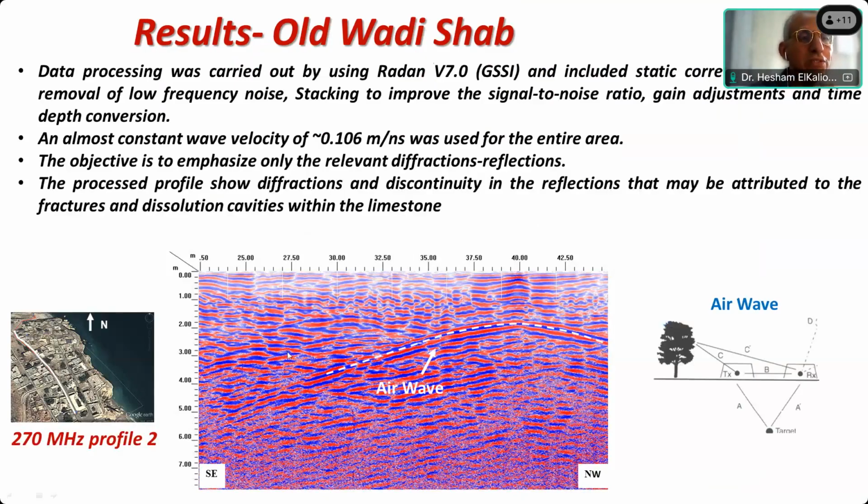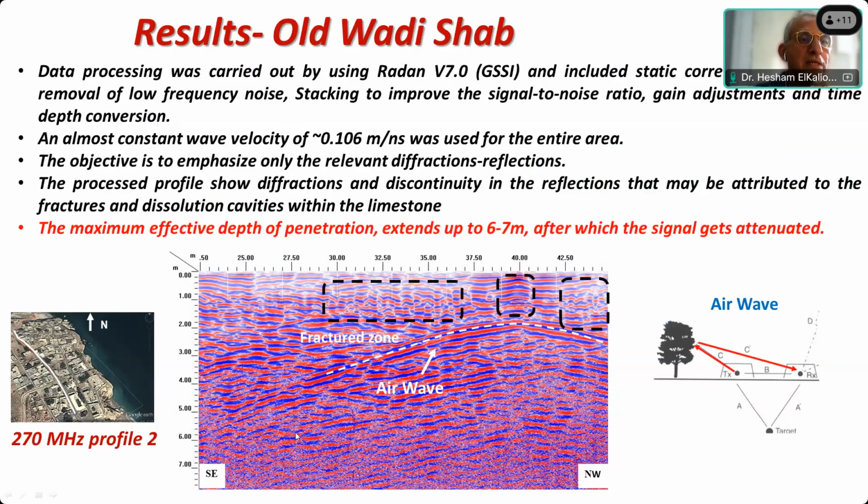Actually, this is an air wave because we calculated the velocity of this hyperbola and found that it is the velocity of air. We can also see this is coming from reflection from the tree or a building. We can also see some fracture zone in the radiogram in these areas. Our maximum depth of investigation was about 6 to 7 meters. After that, the signal gets attenuated. This is for the 270 megahertz antenna.